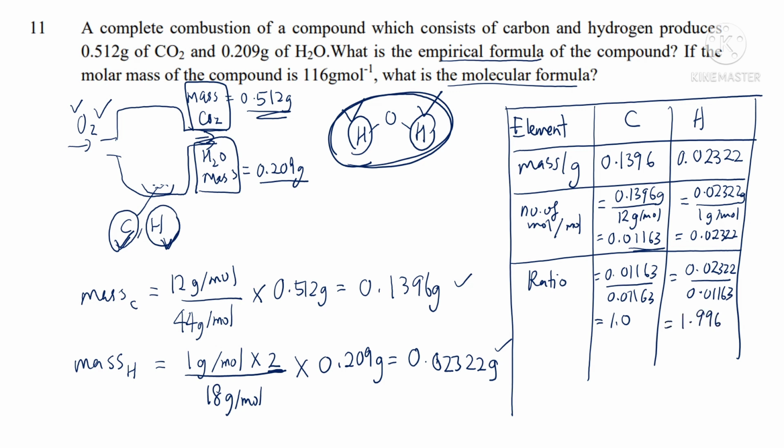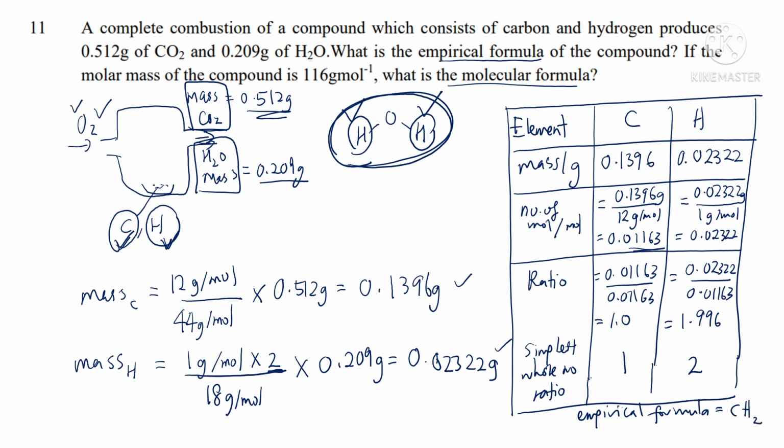and that should give us 1.996. We want the simplest whole number ratio, because the empirical formula is defined as the simplest whole number ratio of atoms of each element present in the compound. For carbon the simplest whole number ratio is 1, and for hydrogen, because this is only a 0.004 difference, we can round it to 2, to give us the empirical formula for the compound as CH2. Then we can move on to find the molecular formula for the compound.